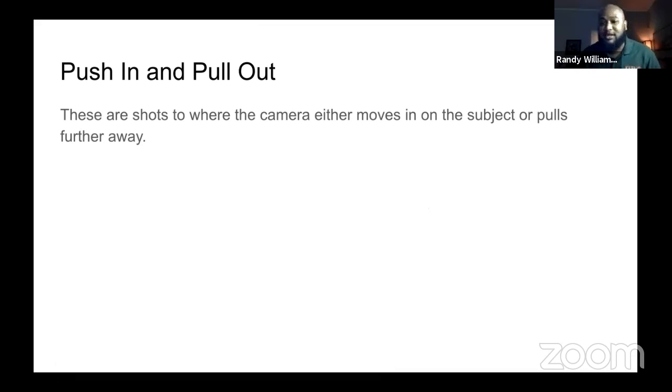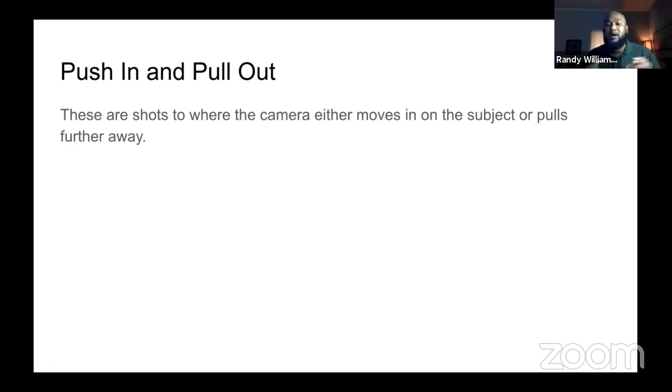All right. So a push in and a pull out, I don't have an example for this because it's just what it is. It's just the camera is moving forward on a subject or the camera is moving away. It's not zooming in or zooming out. It's just literally the entire camera is moving in or the entire camera is moving out. That's all the push in, pull out shots are.